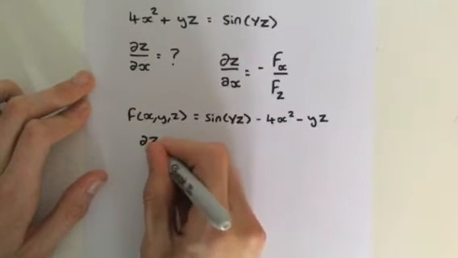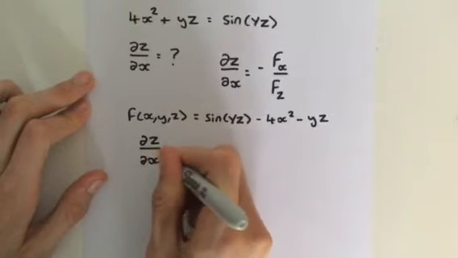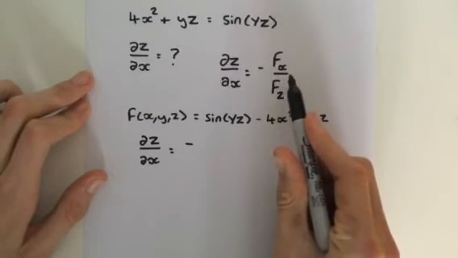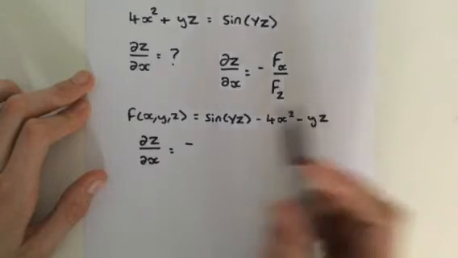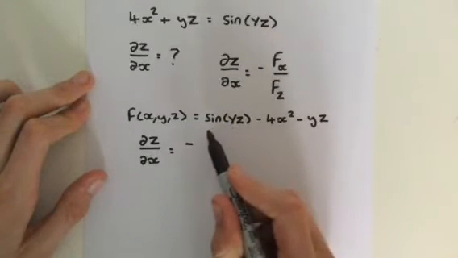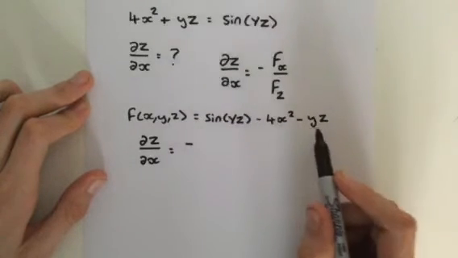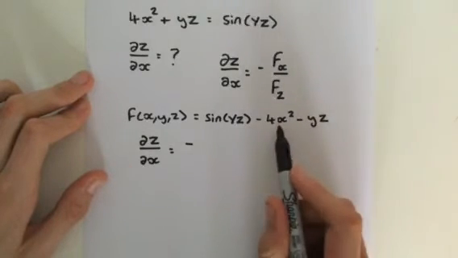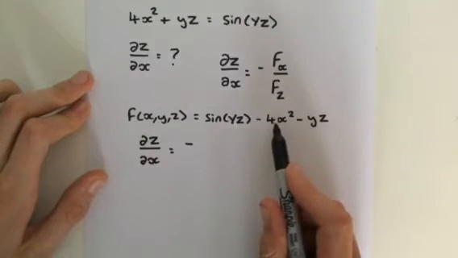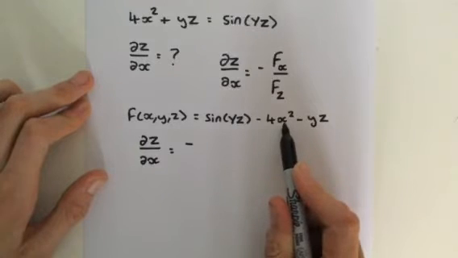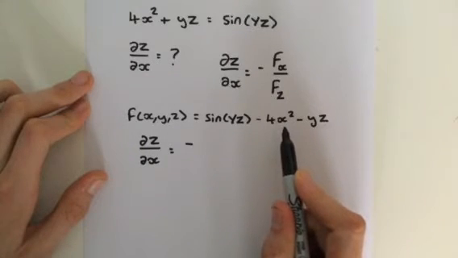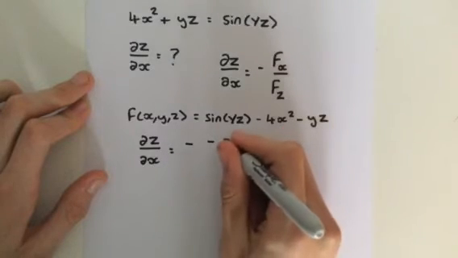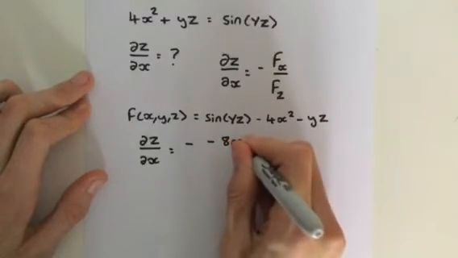The partial of z with respect to x is going to equal the negative partial of the function with respect to x. So sine yz is a constant, that disappears. Minus yz is also a constant, that disappears. So we have minus 4x squared. If we differentiate that, we're going to get 16x. Sorry, 8x. Dear. Minus 8x. Okay.